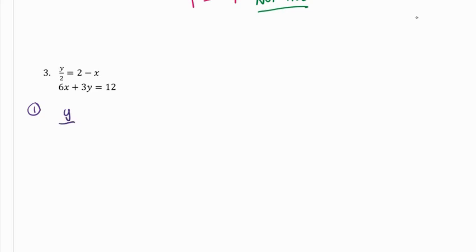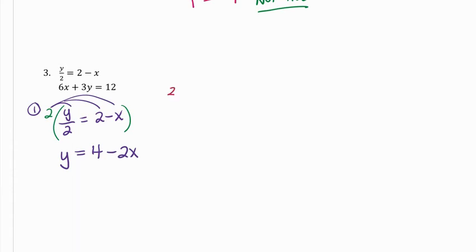So I'm going to do this y over 2 equals 2 minus x. Let's get rid of that fraction. So to get rid of it, I can multiply everything by 2, right? So then 2 times y over 2, that's just y. 2 times 2, right? We're distributing this in, is 4. And 2 times x is negative 2x. And then, hey, look, we've got one of our equations solved for one variable, and we got rid of that fraction that now we don't have to deal with. Okay, step number 1 is done.